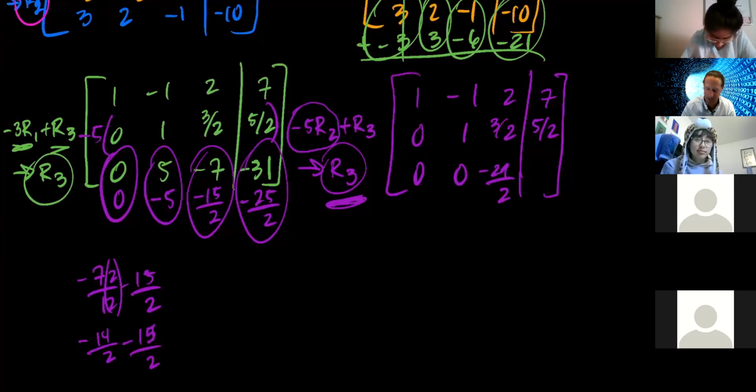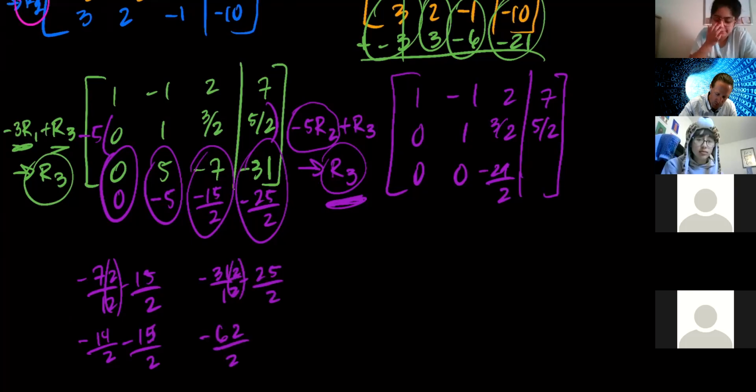I know, not the best. Okay, then over here, -31, I was subtracting 25 halves. So I'm going to have to multiply this by that fancy one again. So -62 over 2 minus 25 over 2, which gives me -87 halves.